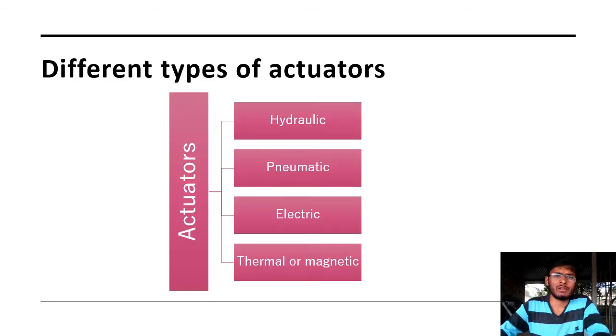There are different types of actuators. These are the types, also called sources of energy: hydraulic, pneumatic, electric, thermal, or magnetic. These are the types of actuators, and these are the sources of energy. In a hydraulic system, fluid is used. In pneumatic, air is used. In electric, electricity is used. In thermal and magnetic, heat and magnets are used. These are the sources of energy.